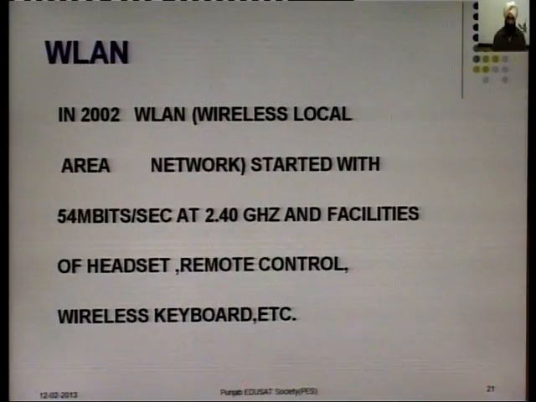In 2002, WLAN, that is wireless local area network, started with 54 megabits per second at 2.40 gigahertz, and facilities of headset, remote control, wireless keyboard, etc. was introduced with the help of wireless local area network WLAN.